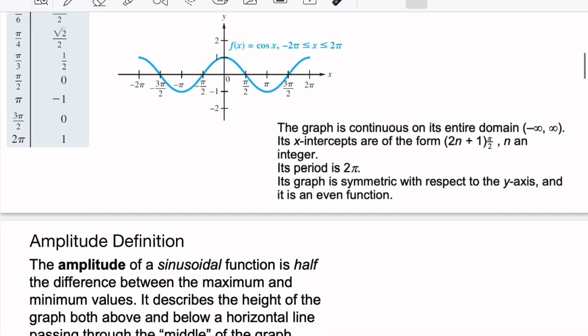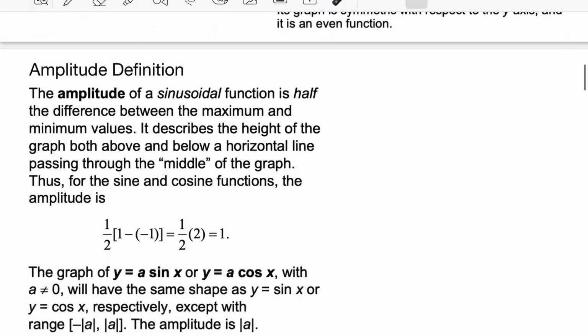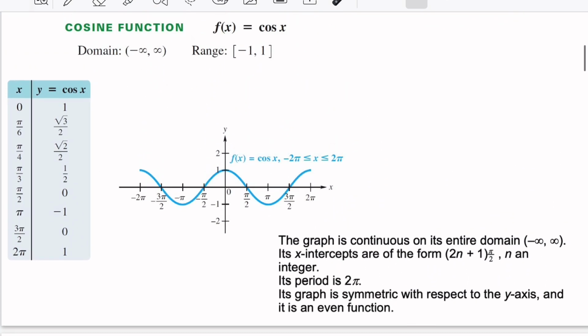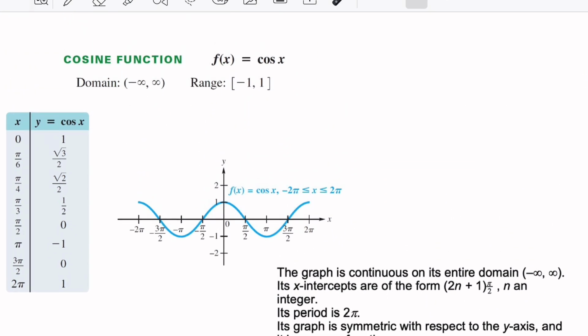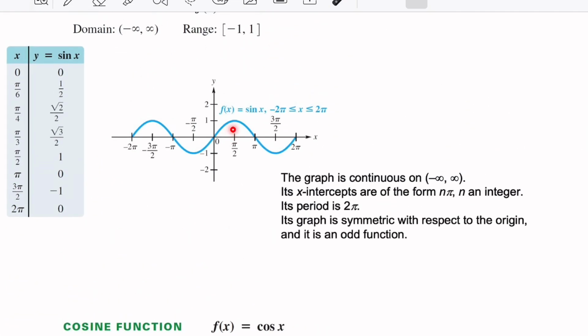Alright, so let's get into some terminology. The amplitude of what's called a sinusoidal function, so those are the sine and cosine functions that we just saw, is going to be half the difference between the maximum and minimum values. It describes the height of the graph both above and below a horizontal line passing through the middle of the graph. So for our sine and cosine functions, the amplitude is given by this here. Remember, it's going to be half the difference between the maximum and minimum values. Looking at our cosine graph here, our amplitude is going to be 1. And looking at our sine graph here, our amplitude is also 1.